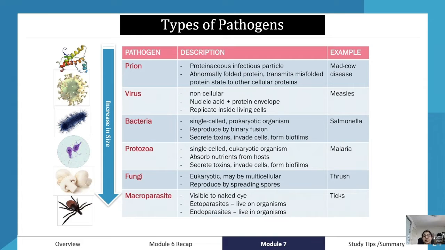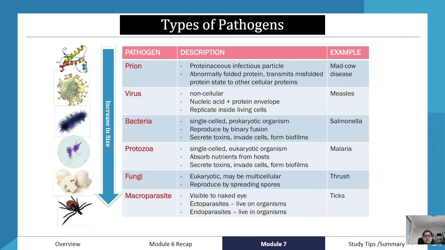Bacteria. So bacteria is a single-celled prokaryotic organism. It reproduces by binary fission. So hopefully we all know what binary fission is from Module 5. And it secretes toxins, invades cells, and forms biofilms. An example of this is Salmonella. Then we've got protozoa. So now we go into eukaryotic organisms.